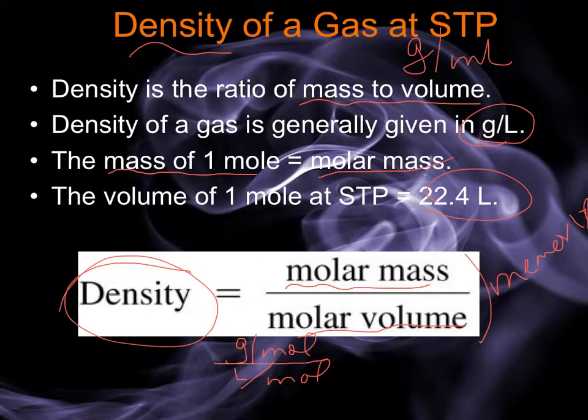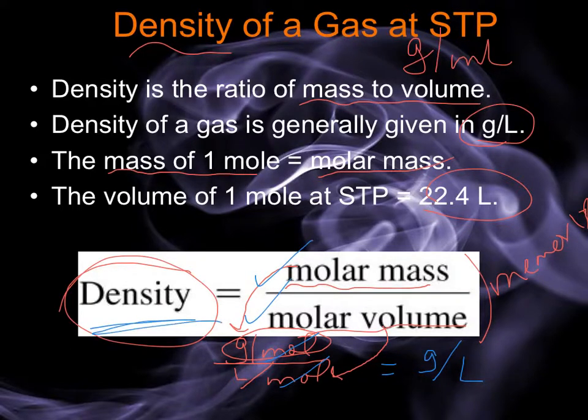So check this out. Molar mass has units of grams per mole. Molar volume for a gas has units of liters per mole. So when you simplify this, moles cancel out, and you would get density units of grams per liter. Again, remember, write it down on a note card or something, that if you're asked to calculate the density of a gas, you take its molar mass and divide it by its molar volume.